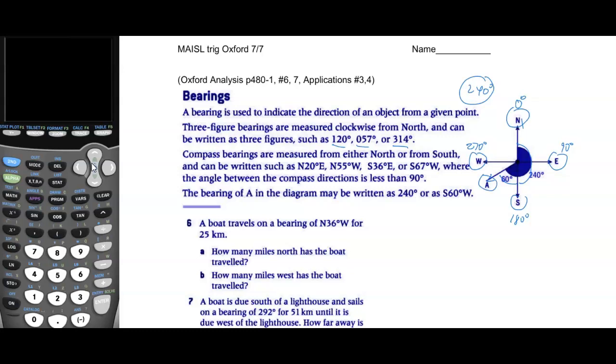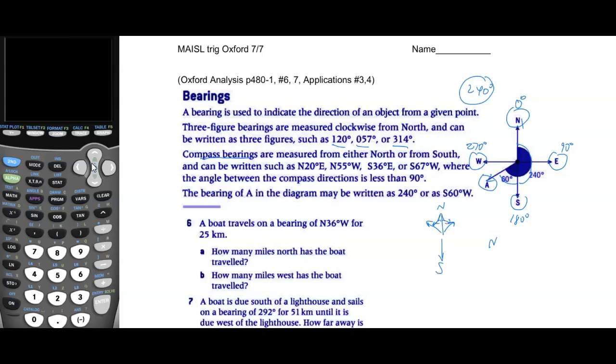There's another way, which is compass bearings. Compass bearings are a little bit more difficult. Compass bearings are specified relative to either south or north, depending on which direction you're closest to. If you are closer to north, the first thing they're going to say is N for north, and then how many degrees you are from north. You might be a few degrees to the left or a few degrees to the right.